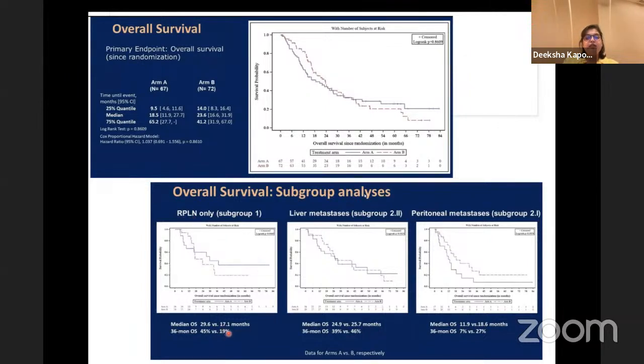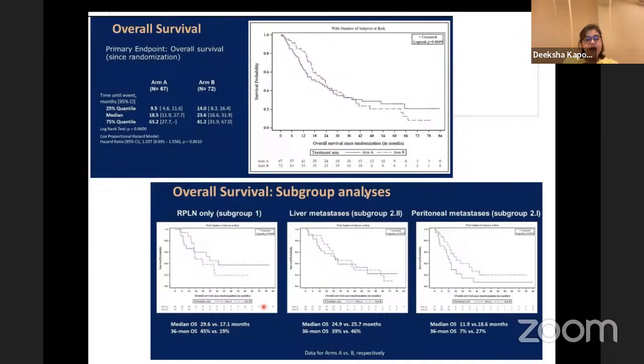There is a survival advantage of first giving chemo, making sure that the disease is responding, doing surgery and an extensive lymphadenectomy, and then continuing chemo. So this one shows an improvement in OS of about 1 year.